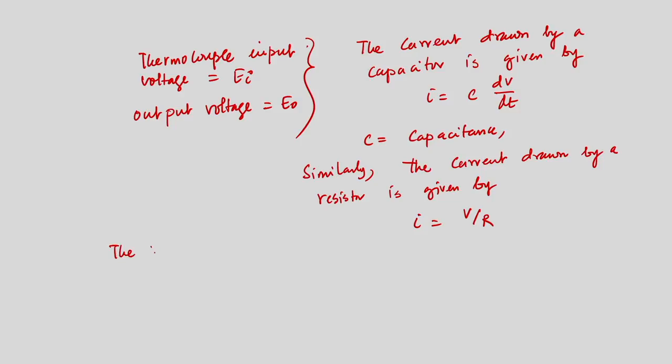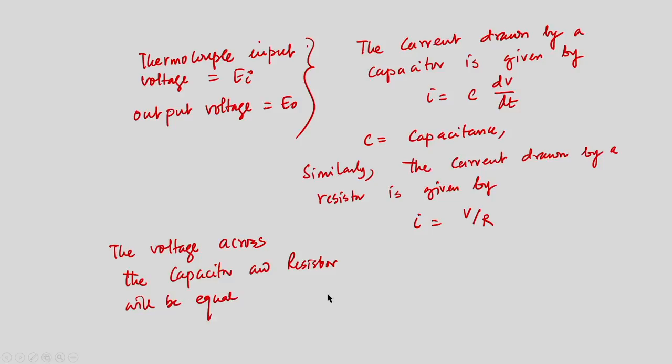So, the voltage across the capacitor and resistor will be equal, and this will be EI minus E naught, that is input minus output voltage. So, we can write that I equal to C into d(EI minus E naught) divided by dt plus 1 upon RC into (EI minus E naught) will be equal to E naught upon R.